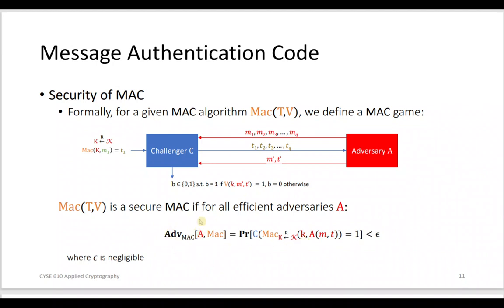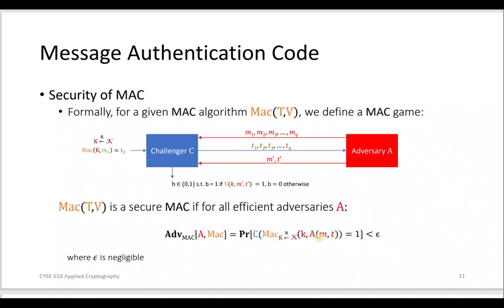So let's read this security equation. The advantage of the adversary over the MAC equals the probability that the challenger will output 1. This is the challenger, he will give us a 1. And when does he give us a 1? If the V gives us a 1. And if the V gives us a 1, that means the MAC will give us also a 1.